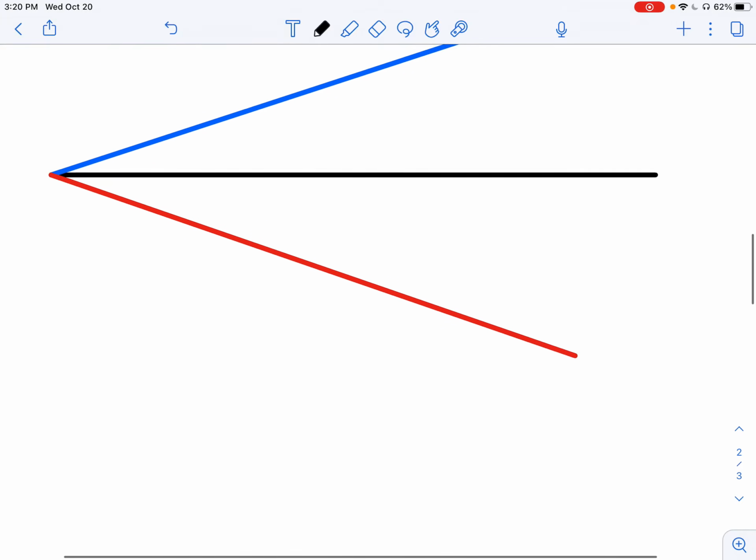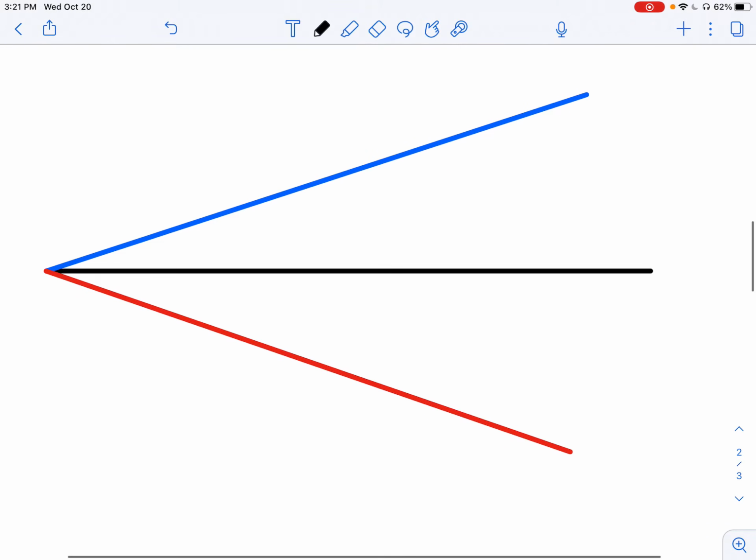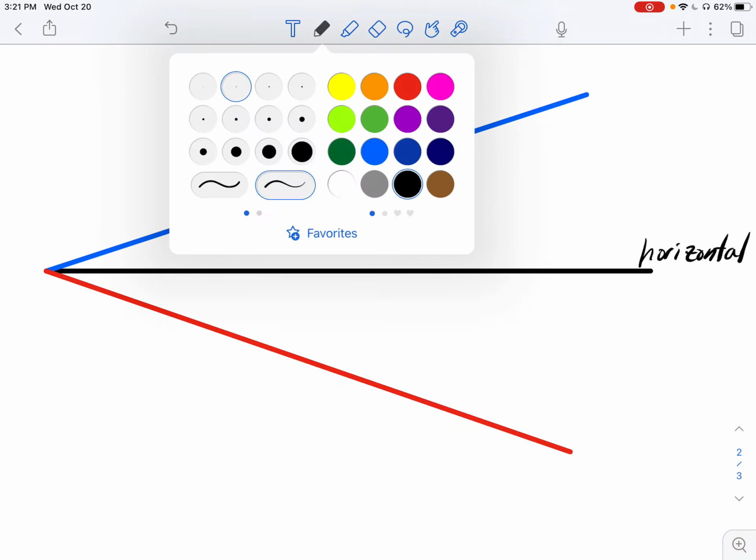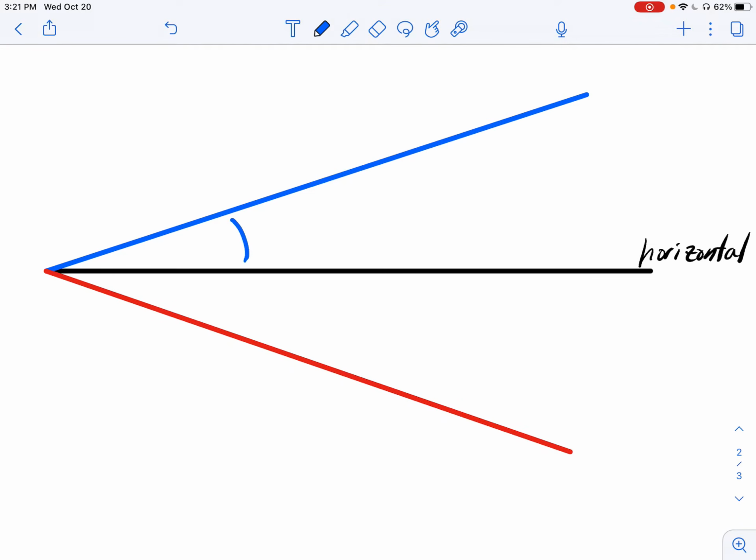So let me actually move down here. This line that we have here, we're going to call our horizontal. It's a line that's effectively parallel to the ground, or just perpendicular to the y-axis, or perpendicular to the vertical. An angle of elevation refers to the angle that opens away from the horizontal. So this would be an angle of elevation. An angle that dips below the x-axis, we call an angle of depression.